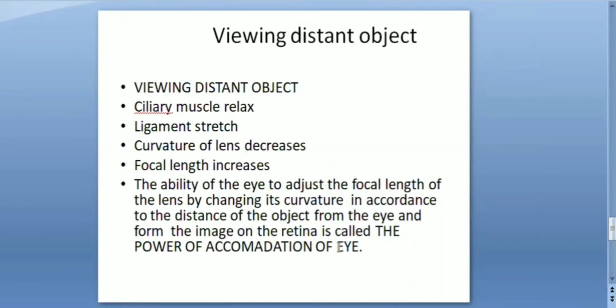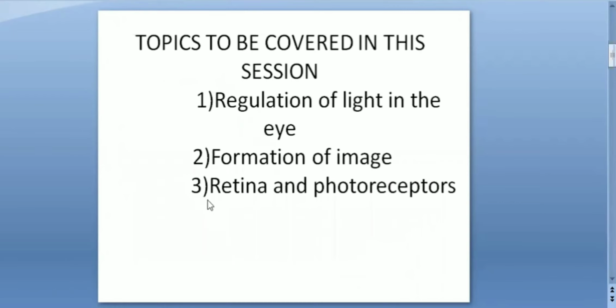From your examination point of view, it is very important. So you study what all changes take place while viewing near objects and distant objects. Then, what do you mean by the power of accommodation? So the next topic of today's session is retina and photoreceptors. So we can study about the photoreceptors.